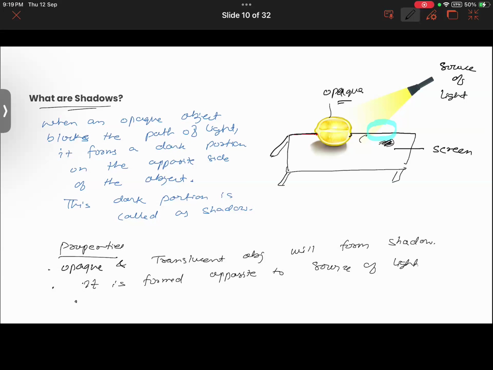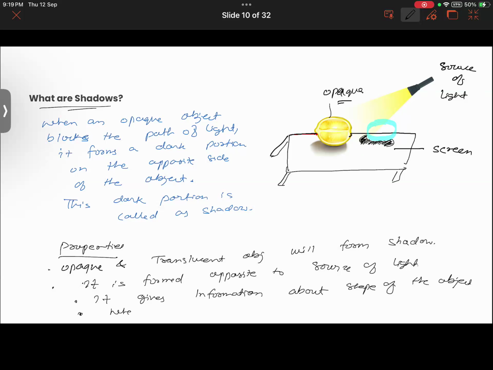But we can just get a slight idea about the object, what the shape of that object would be. So it gives information about the shape of the object. That is an important thing here. Furthermore, if the source of light is brought nearer, the size of the shadow increases.